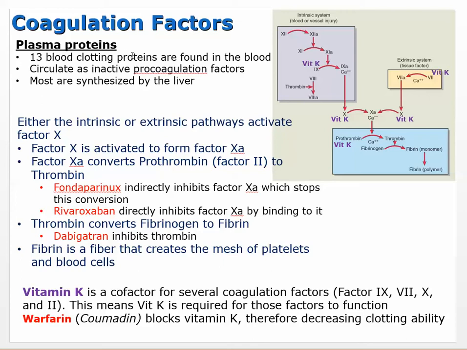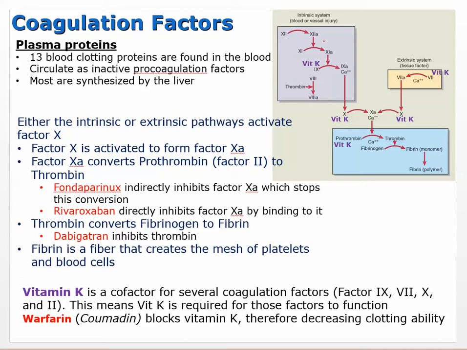So if we remember, for clotting, there are 13 blood clotting proteins that are found in the blood. These are things that are made by the liver. So this is one of the reasons that liver problems or liver failure can lead to clotting issues. And so they float around and they're in an inactive state most of the time.